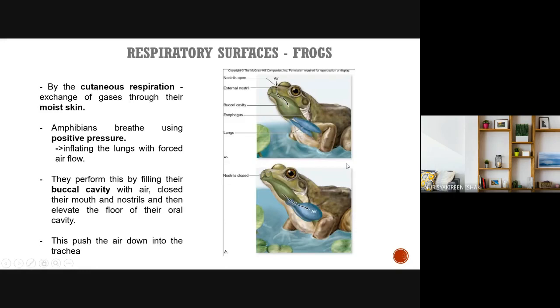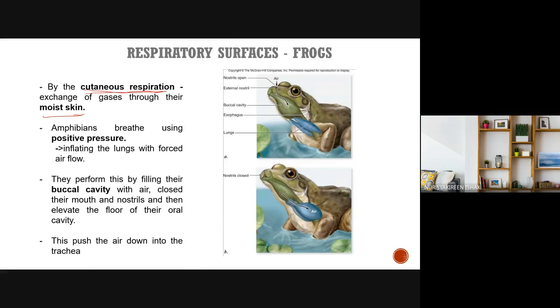Okay, so for frogs, respiratory surface, as I've mentioned, they depend on two organs for respiration, which are the skin and also the lung. For skin, we call it cutaneous respiration, because the frog depends on the skin. And they also depend on lungs, therefore we call it the pulmocutaneous circuit or respiration.